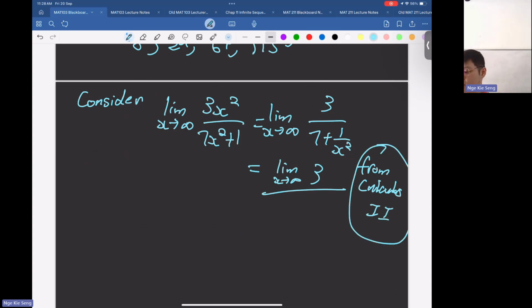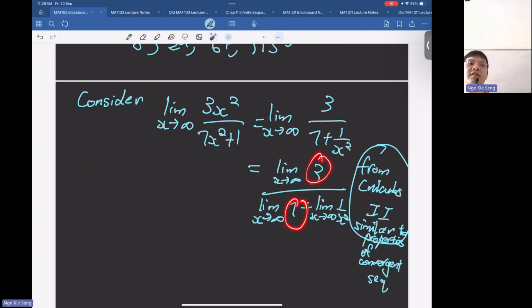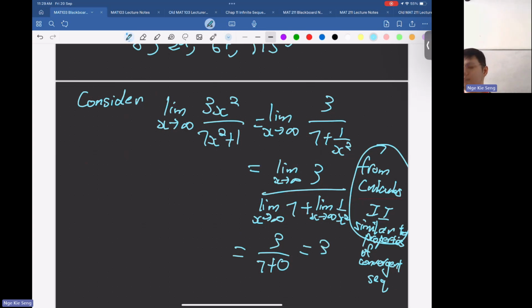So I will make a note here: similar property, similar to the property of convergent sequences. Then the limit as x goes to infinity of 3 over the limit as x goes to infinity of 7 plus the limit as x goes to infinity of 1/x squared. Let me test you again. When I put this 3 here, 7 here, what does this mean? Does it really mean 3 and 7? It must be a function, either a function or a sequence. We can only find limits for sequences or functions, and in this case it is a real valued function. So what do we get? 3/7 plus 0. Right, good.